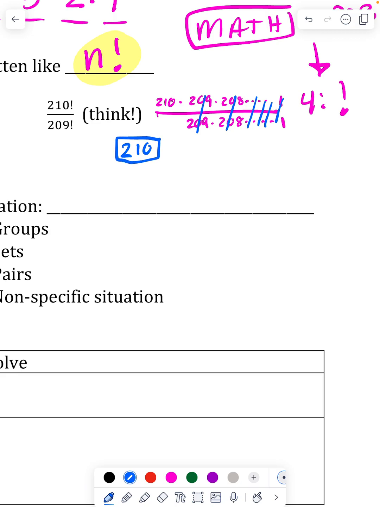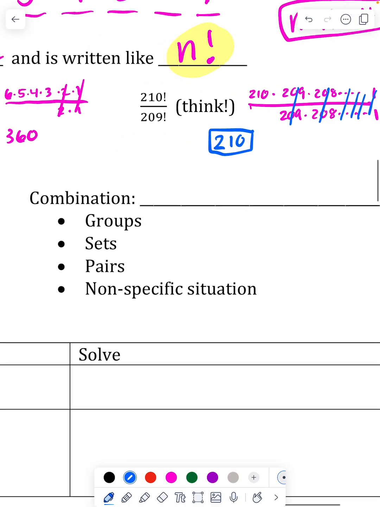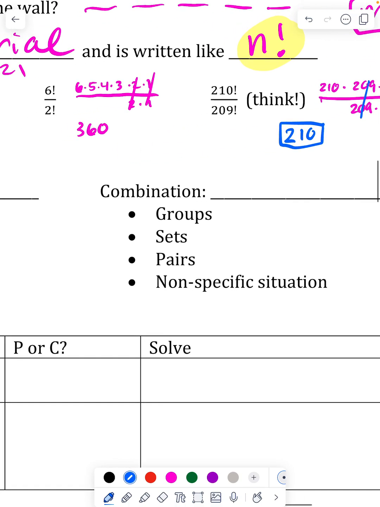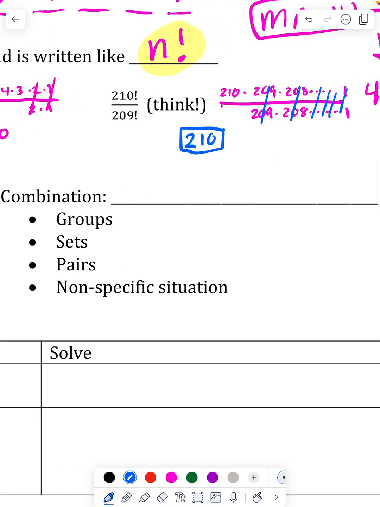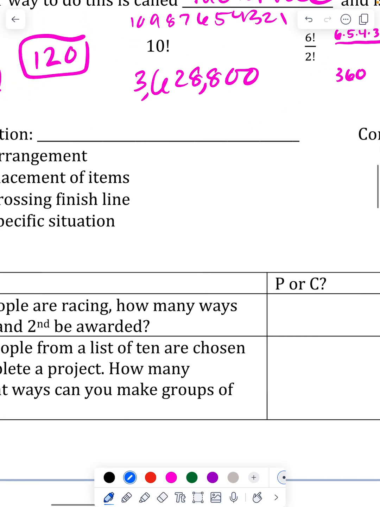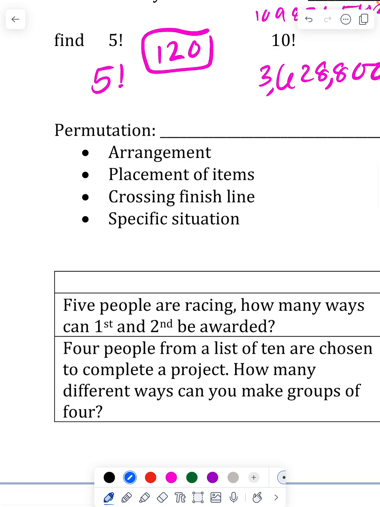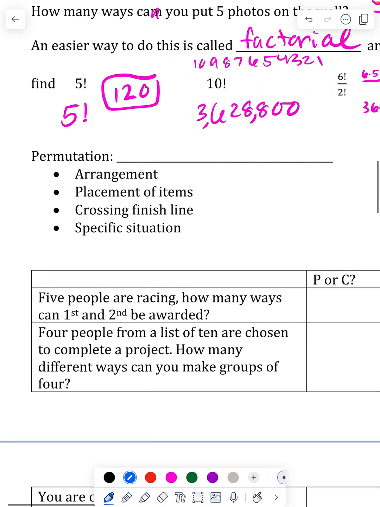If that happens to you, make sure you don't just write error overload, because it doesn't mean you can't do it. It means your calculator can't do it, and you have to look at the numbers and understand the concept of factorial enough to figure out that that would just be 210. Okay, so we're going to use that in these permutations and combinations. In permutations, what I always like to say is that it's a specific arrangement.